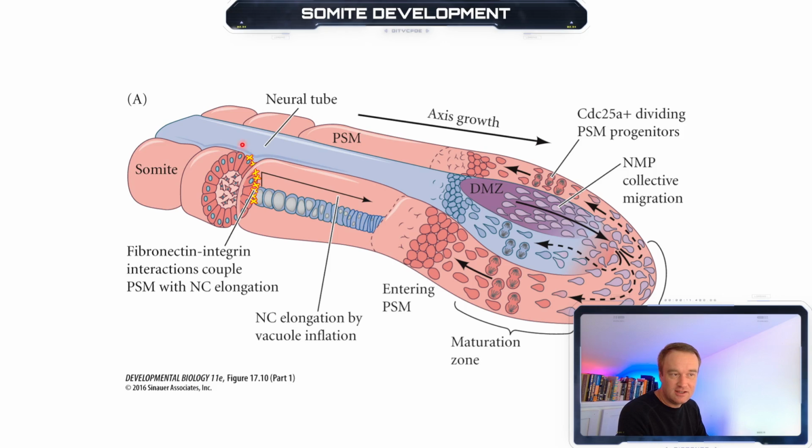So along the edge here of the PSM, we have this fibronectin-integrin interaction, which couples the PSM with the notochord. So this is also allowing it to be pulled along, because remember, the integrins and the fibronectin-integrin are scaffolding, right? Or glue, kind of like the cadherin type stuff, which pulls the PSM during the notochord elongation. So those three processes, the cell migration, the cell division after migration, and then the vacuole inflation are what drive this notochord elongation.